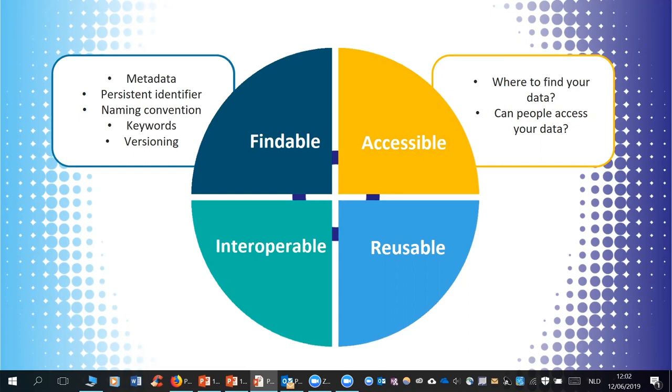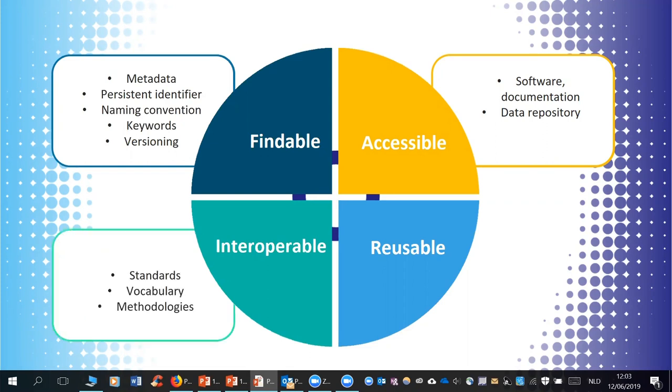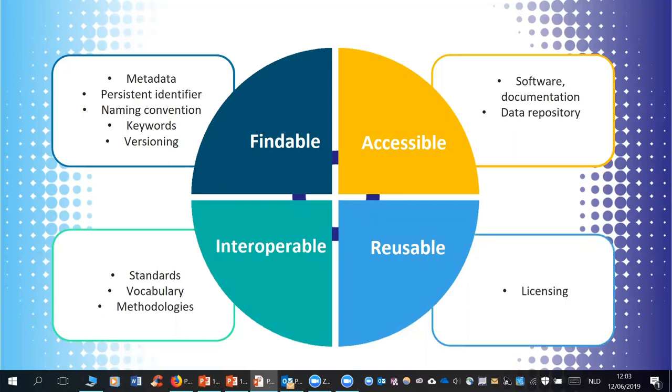Accessibility will ask questions like: where to find your data, and can people access your data when they find it? So it has to do with software and documentation. Is it clear what tools you used? And it covers data repositories. This is another kind of repository, like the literature repositories. There are also data repositories, kind of safe, sustainable archives for your data with services on top of it. Interoperability deals with how other people, if they can access and find your data, can use it in their own projects. So it has to do with standards in disciplines, vocabularies and methodologies. Reusability mainly has to do with licenses. If you attach a license to your data, people do not have to get back to you and ask, I want to do this with your data, can I do it? A license will make that clear immediately, like: you can do this and that with my data set.